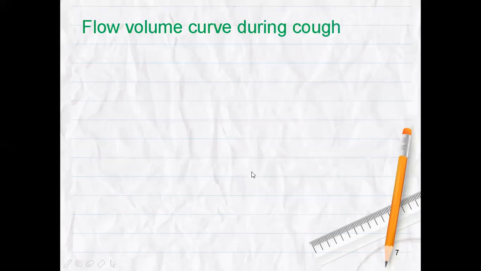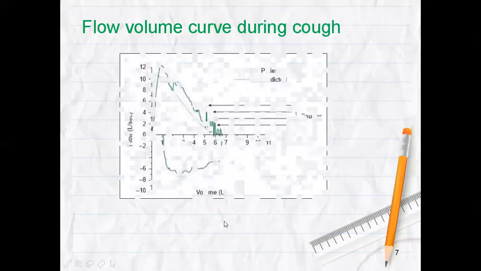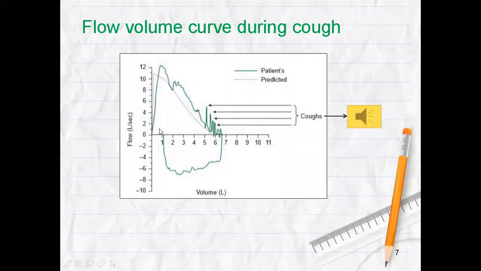Now let's talk about the flow volume curve during cough. So let's understand what a flow volume curve is. It is just a diagrammatic or graphical representation of spirometric reading, such that the x-axis, as we see here, represents either the expiratory or inspiratory volume depending upon the condition in which it is used, and the y-axis represents flow in liters per second.